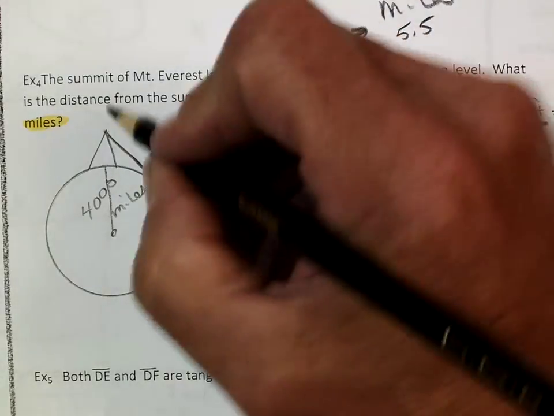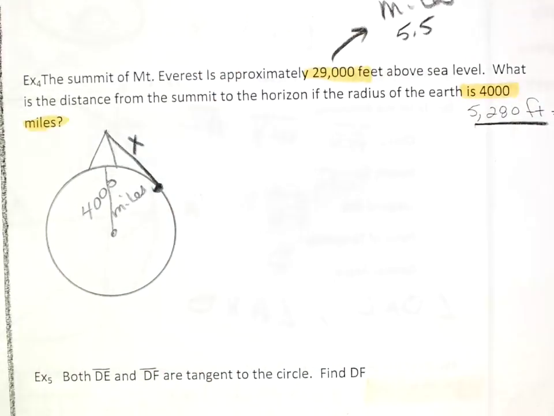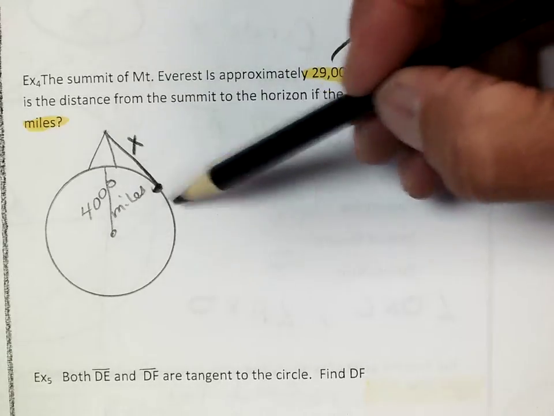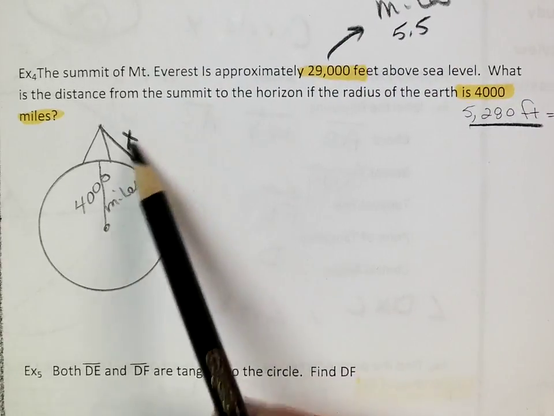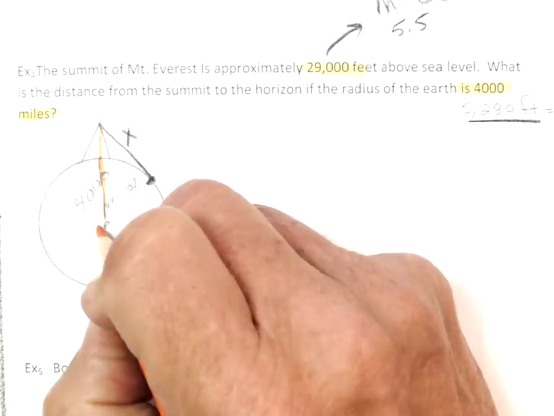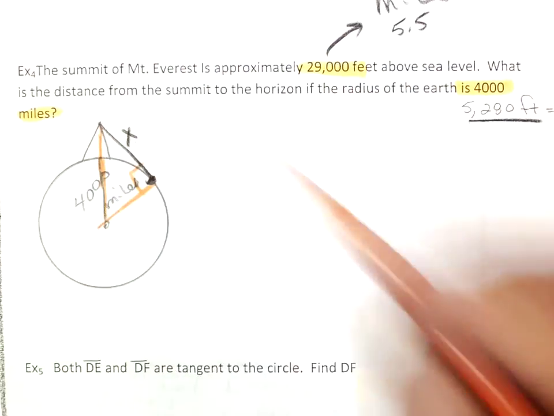And that's what I want to find, is that value there. Now, let's see if we can set this up. If I'm looking off to the horizon, then this is like a tangent point, isn't it? That's just my very tangent point. Let's see if I can find a right triangle out of here. Let's see if I can scratch a right triangle out of this. Do you guys see my right triangle?